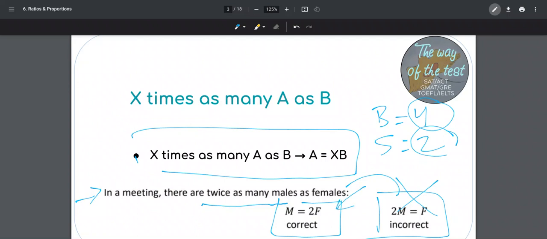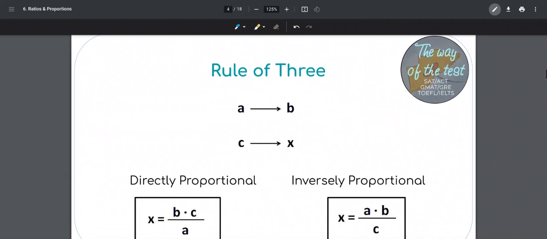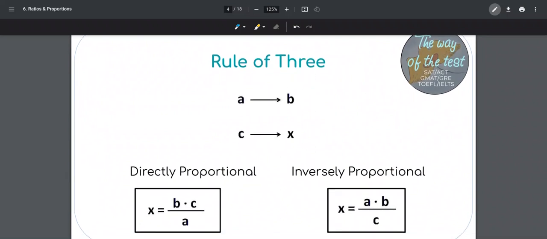Okay, pause the video, copy what you have to copy, and we are going to move on to the rule of three. If you already know the rule of three, whatever you know is what we apply. If you don't know, I'm going to explain. Okay, we're going to start with the directly proportional rule of three.